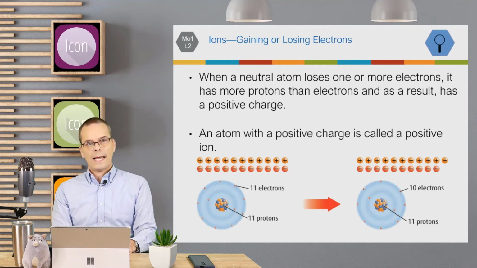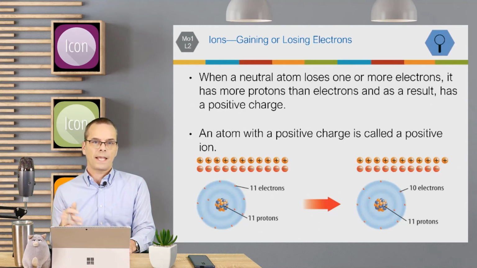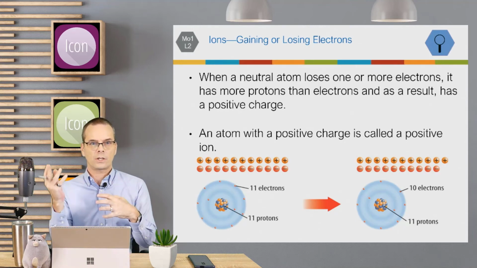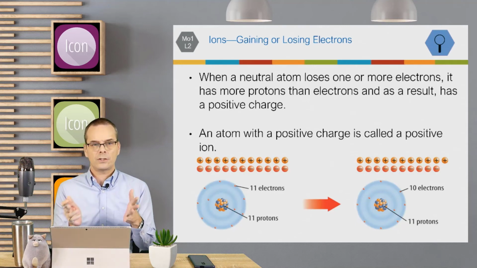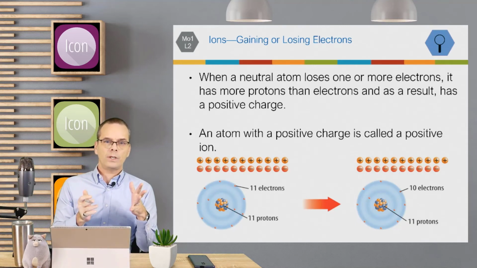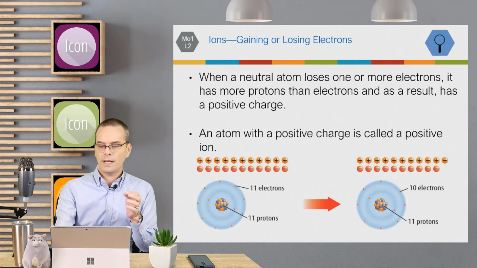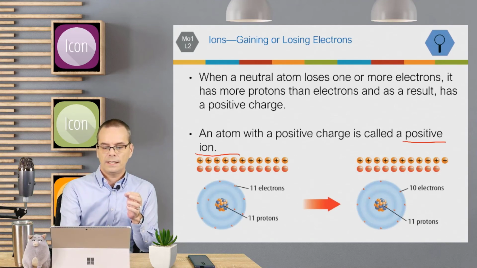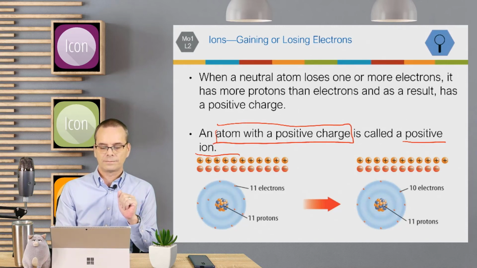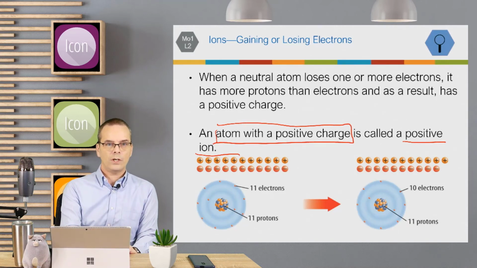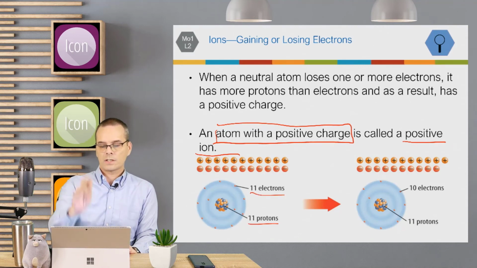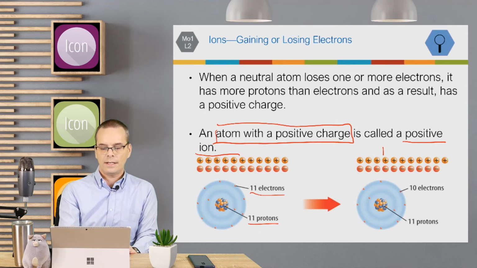When a neutral atom loses one or more electrons, right? Now it has more protons than electrons. It starts to have a positive charge. And an atom with a positive charge is called a positive ion. So this is an example where you had the atom with 11 electrons, 11 protons, and then it lost one electron. Now it's become a positive ion.